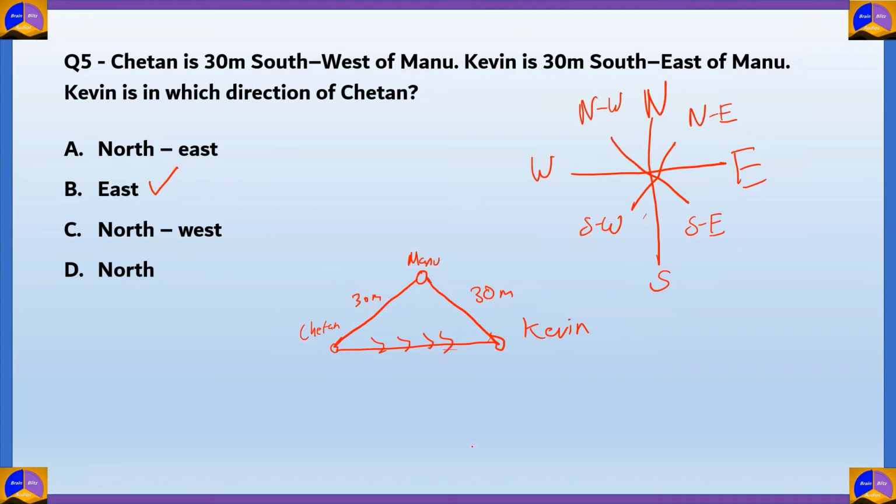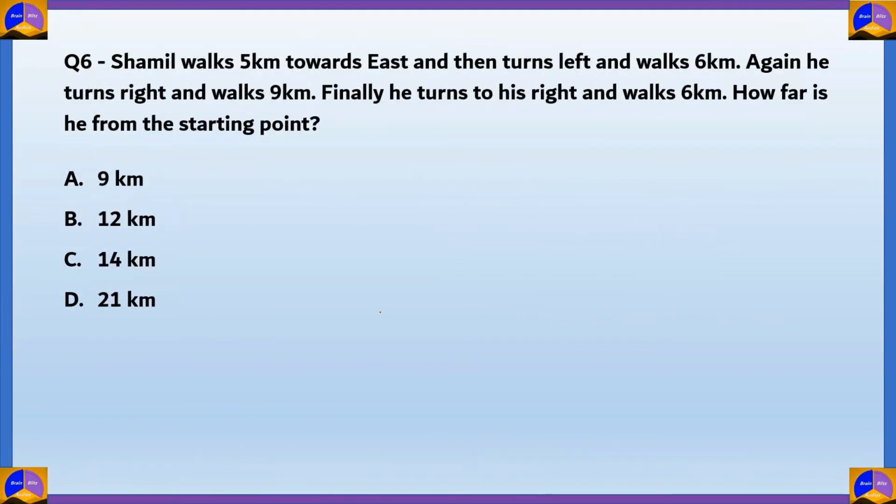Let's go to the next question. Question number 6. Shamil walks 5 kilometers towards east and then turns left and walks 6 kilometers. Again he turns right and walks 9 kilometers. Finally, he turns to his right and walks 6 kilometers. How far is he from the starting point? Option A, 9 kilometers. Option B, 12 kilometers. Option C, 14 kilometers. Option D, 21 kilometers.